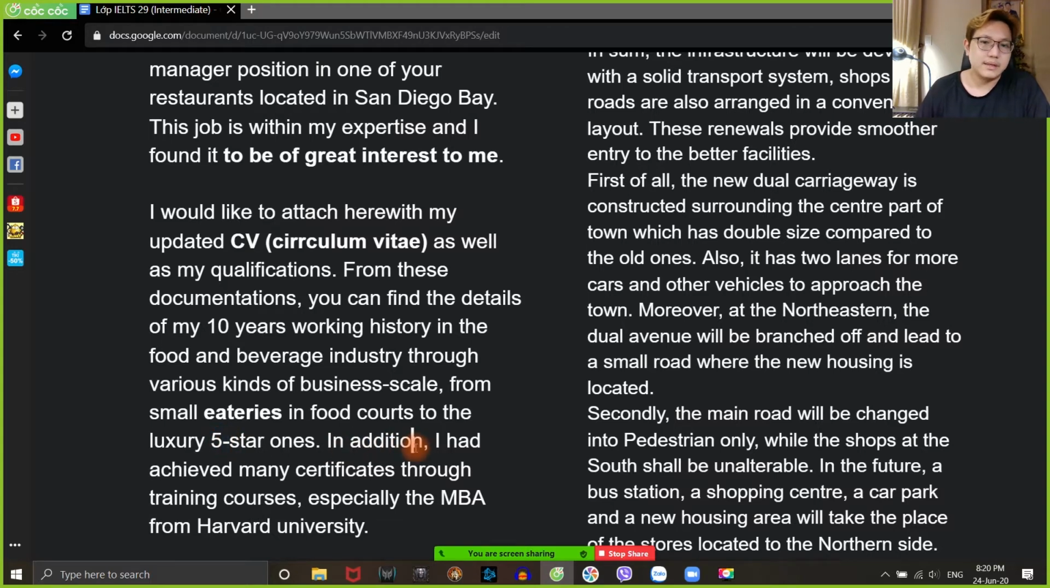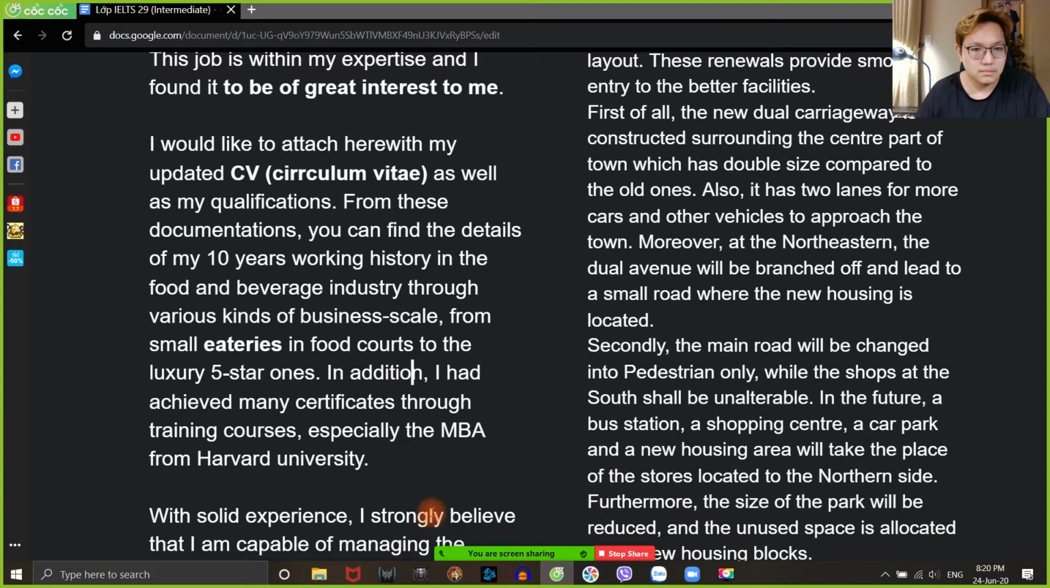In addition, I had achieved many certificates, many degrees. I had achieved many certificates through training courses, especially the MBA from Harvard University. Impressive.